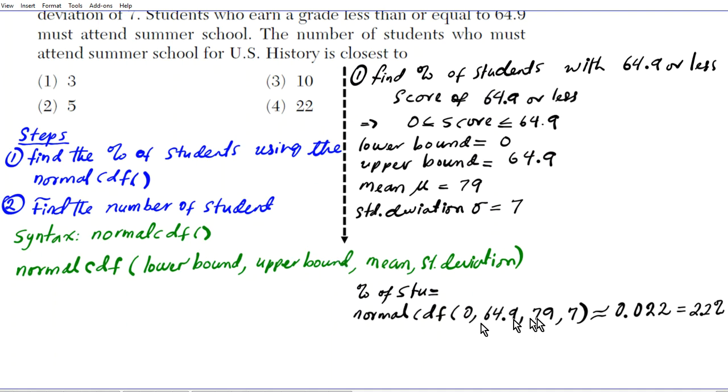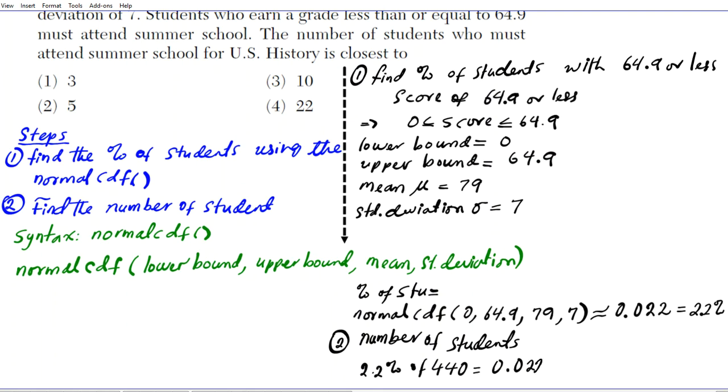We're done with the first part, which is the computation of the percentage of students that scored 64.9 or less. Now, the second part is to get the exact number. Okay, so now let's calculate the number of students. How do we calculate the number of students? You just take the percentage and multiply it by the total. Okay, so we're going to look at 2.2% of the whole 440. So that's basically 0.022 multiplied by 440.